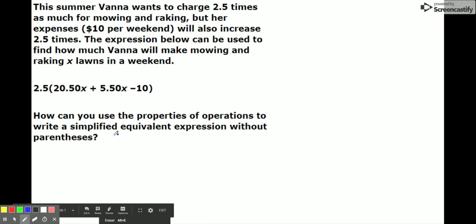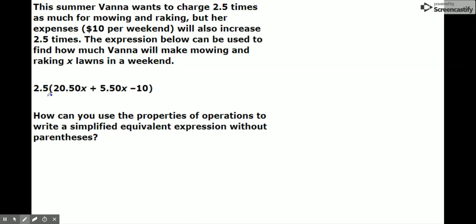All right, so I would look at this, and you kind of got two choices first. You can use the distributive property and distribute the 2.5 and multiply that by all three terms that you have inside the parentheses, because your terms are separated by addition and subtraction here. But you can also combine like terms first, and I think I would do that because this is going to be pretty complex multiplication, 2.5 times $20.50. So I might as well add these together.